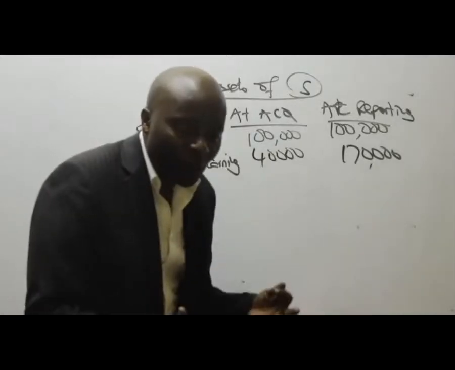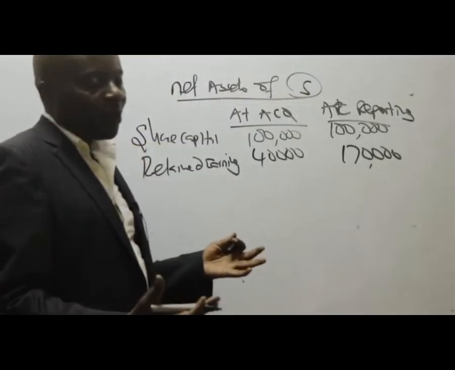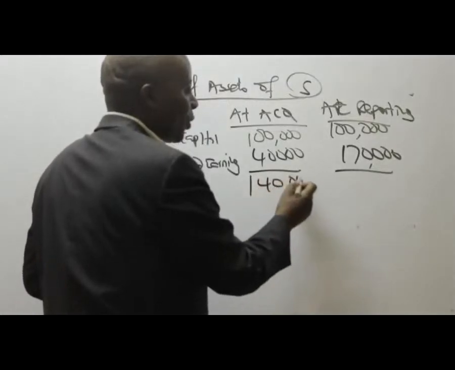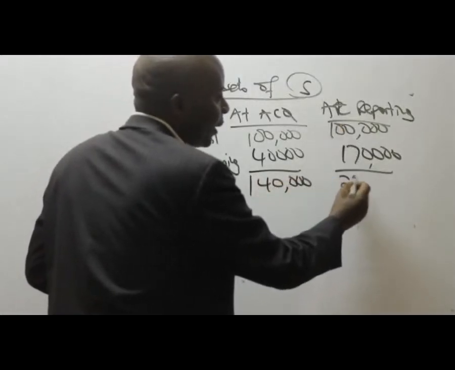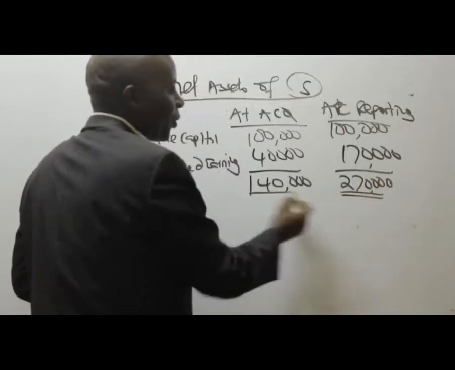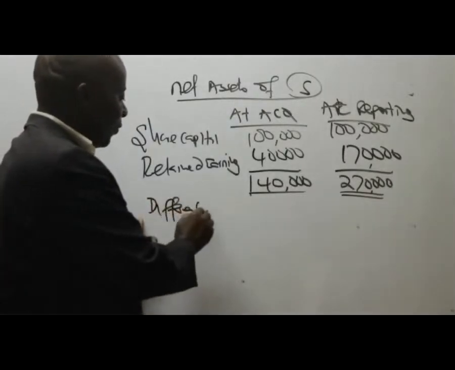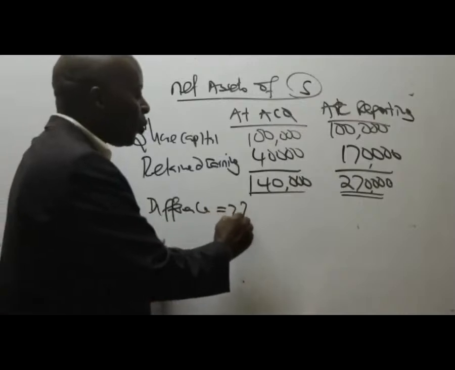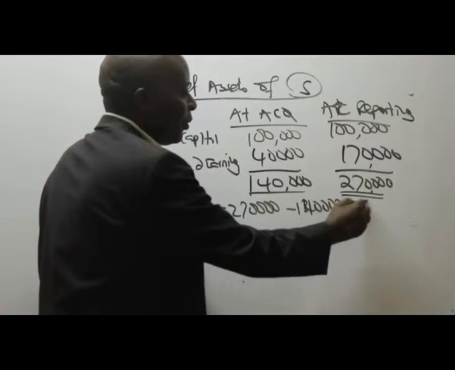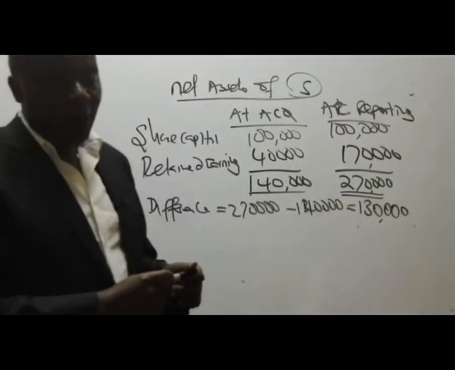In this question, we do not have fair value adjustments. So then what you need to do is to come and give us the total. Give us 140,000 at acquisition, and the total at reporting here is 270,000. So what is the difference between the two? The difference will be 270,000 minus 140,000, which gives me 130,000.